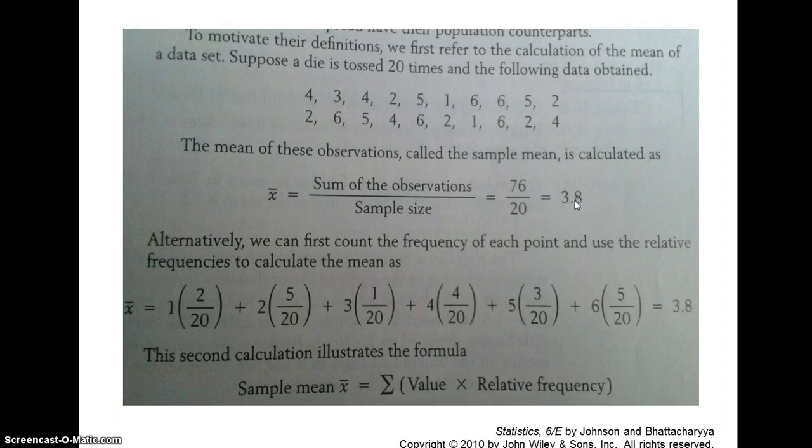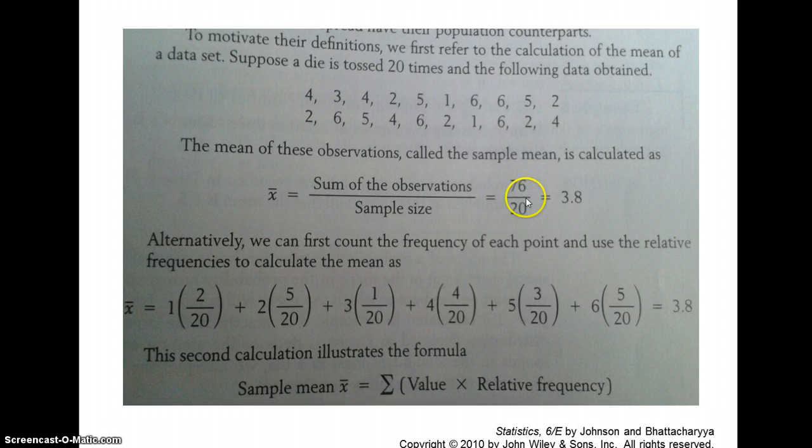But there's another way we can calculate a sample mean. We didn't talk about it before. Instead of adding all of them up and dividing by 20, we can find out how many ones we have. We have 2 ones, and we have 5 2's, 1 3, 4 4's, 3 5's, and 5 6's.